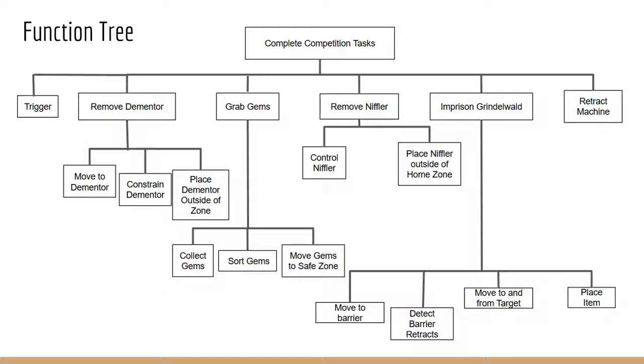To begin the design process, we created a function tree, which is a tool that breaks competition tasks down into functions. We identified 6 main functions for the machine and broke those down into 14 subfunctions. We found that the most complicated function would be imprisoning Grindelwald, as this includes the most number of subfunctions.